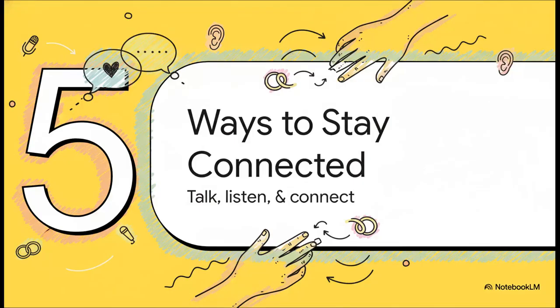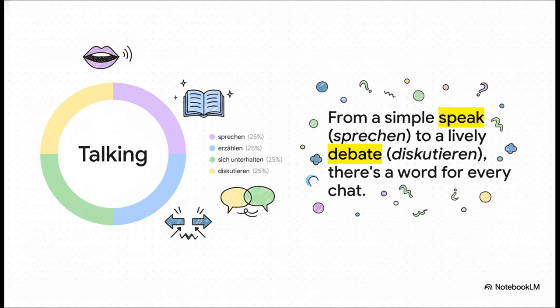But whether things are going great or you're hitting a rough patch, what's the one thing that matters most? It always comes down to communication. So let's end our journey by looking at the most important vocabulary of all, the words that help us stay connected. It's not just about talking. German has all these different flavors of conversation. You can just sprechen, to speak, or you could erzählen, which is more like telling a story. If you're having a nice back and forth, that's sich unterhalten, to chat. And for a more serious, formal talk, you would diskutieren, to discuss. Each one has its own special feel.